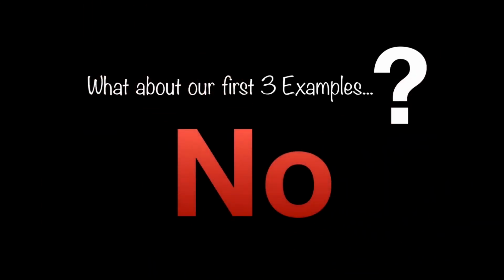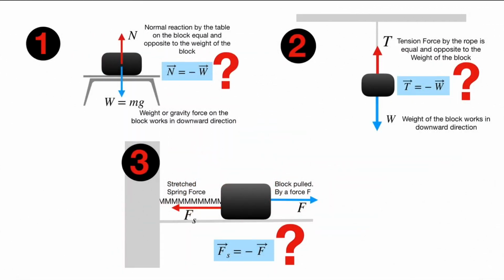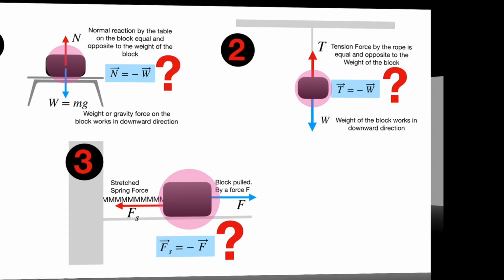Now, what about our first three examples? Are the forces in each of those examples Newton's action-reaction force pairs? No. Although in each of those examples the forces in consideration are equal and opposite, they are working on the same object, the block, and not on different objects. That's why they are not Newton's third law action-reaction pairs.